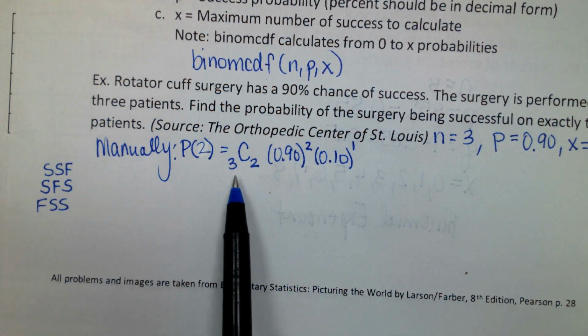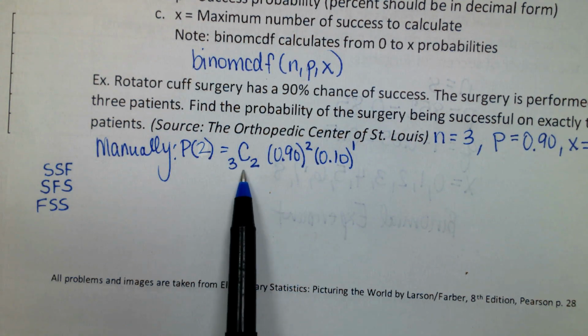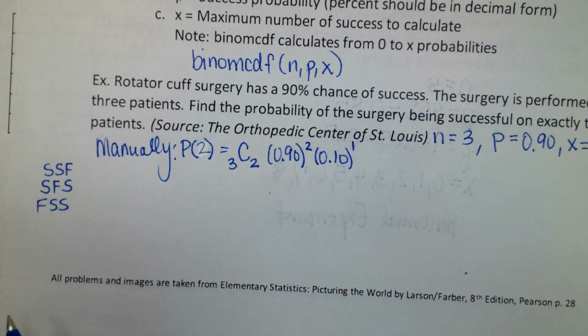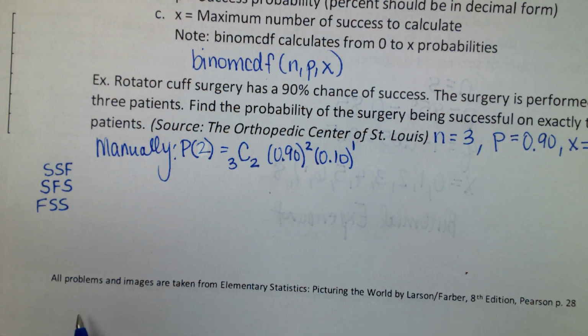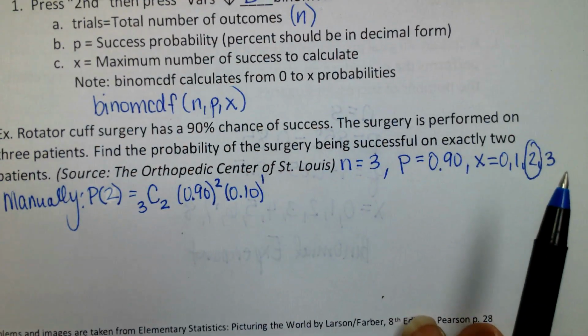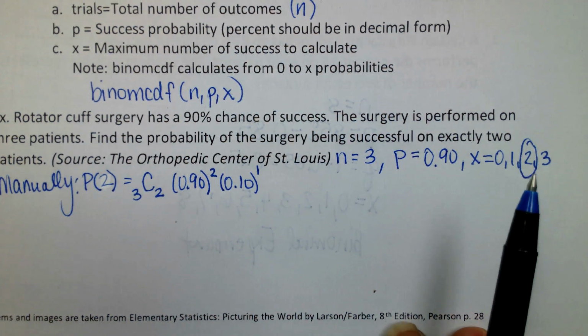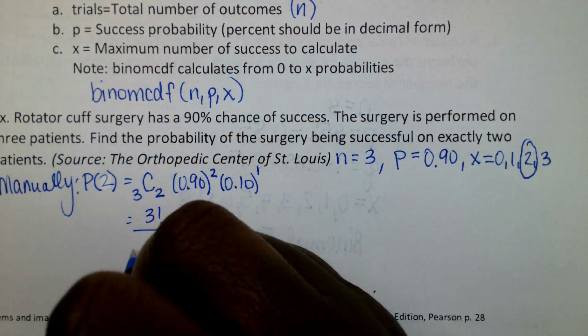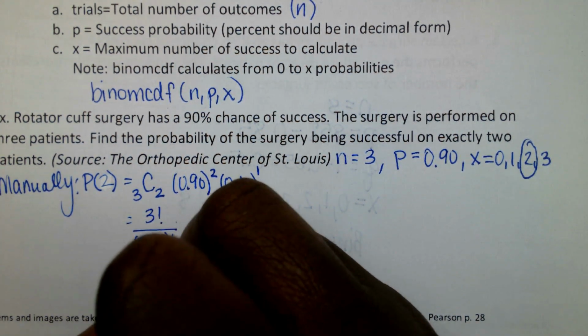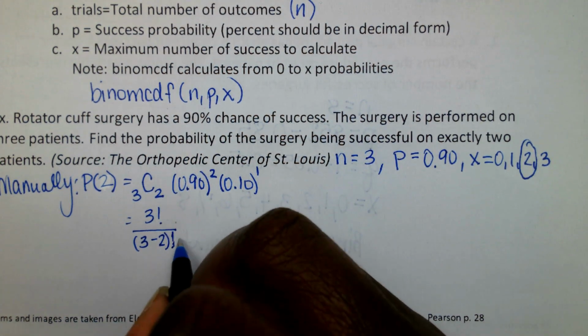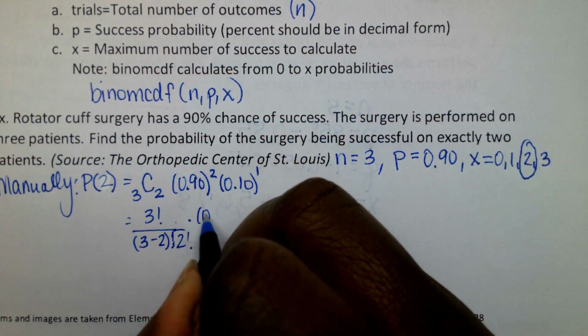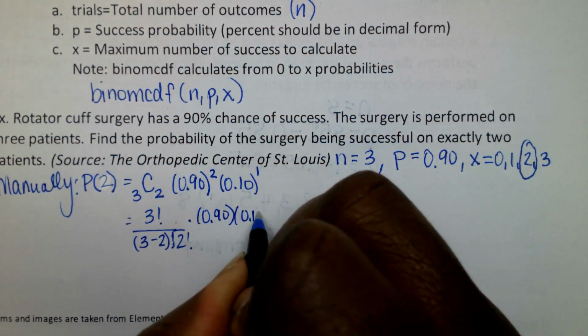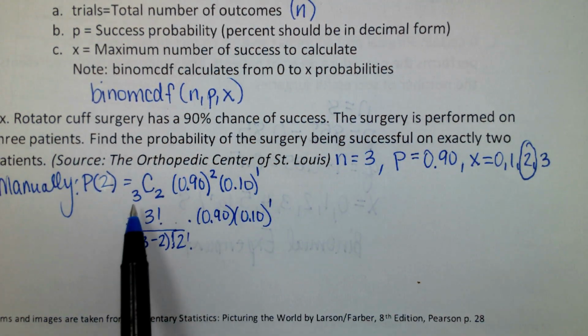So that's what that is, and that means that this is actually 3, but we're going to work it out all together. We're putting it all together, or you can work it out manually, meaning you do the 3 factorial over 3 minus 2 factorial times 2 factorial. If you want to do that deep, you can. I'm going to put all this in the calculator.